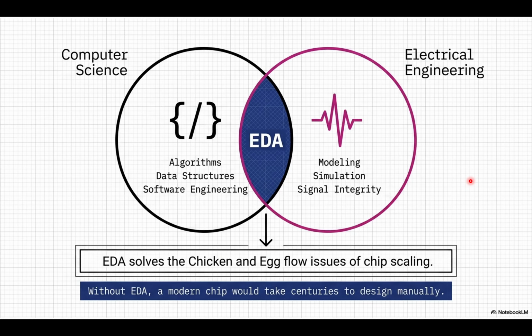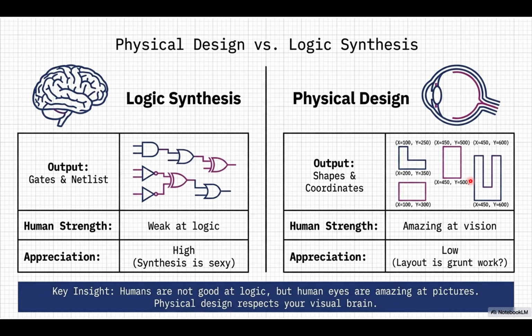Wow. Okay, so to really understand how that bridge works, we have to look at the fundamental split in the design process itself. It's basically a divide between pure logic and physical geometry. On one side, you have logic synthesis. The abstract math. Writing out the Boolean logic, the true and false gates, mapping out exactly what the chip is mathematically supposed to do. And this side of the fence gets a lot of the glory. It's highly appreciated work. It's the sexy part of chip design.